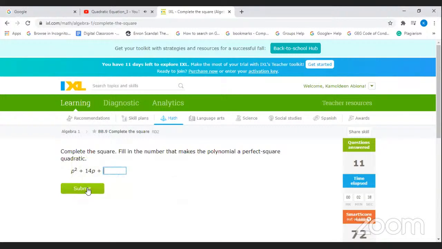So half of 14 is what? It is 7. So 7 squared will give us 49. Half of 20 is 10. 10 squared will give us what? 100. So half of 18 is 9. 9 squared is what? 81. Half of minus 18 is minus 9. So minus 9 squared will still give us 81.